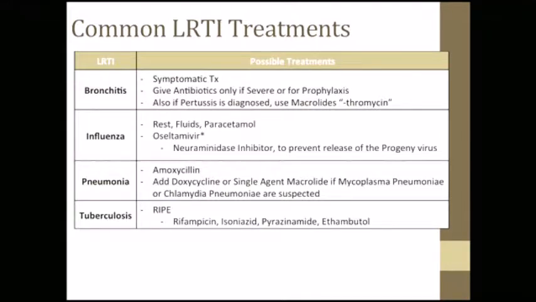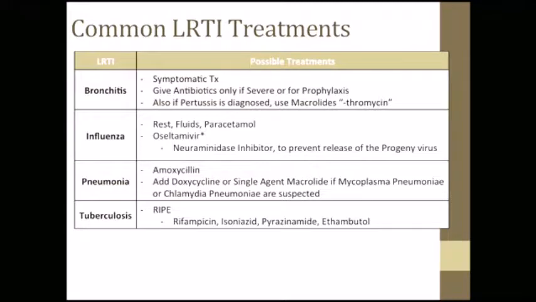So for now, it's still important, but there's an increasing number of studies which show that oseltamivir is a useless drug because it simply reduces the duration of your fever from 7 to, I think, 6.3 days. So they are questioning whether paying for the drug is worth the 0.7 days of better symptoms. But for now, you can still give the drug to patients. Pneumonia-wise, you want to give amoxicillin, and you can add doxycycline or a single-agent macrolide if you see Mycoplasma pneumoniae.